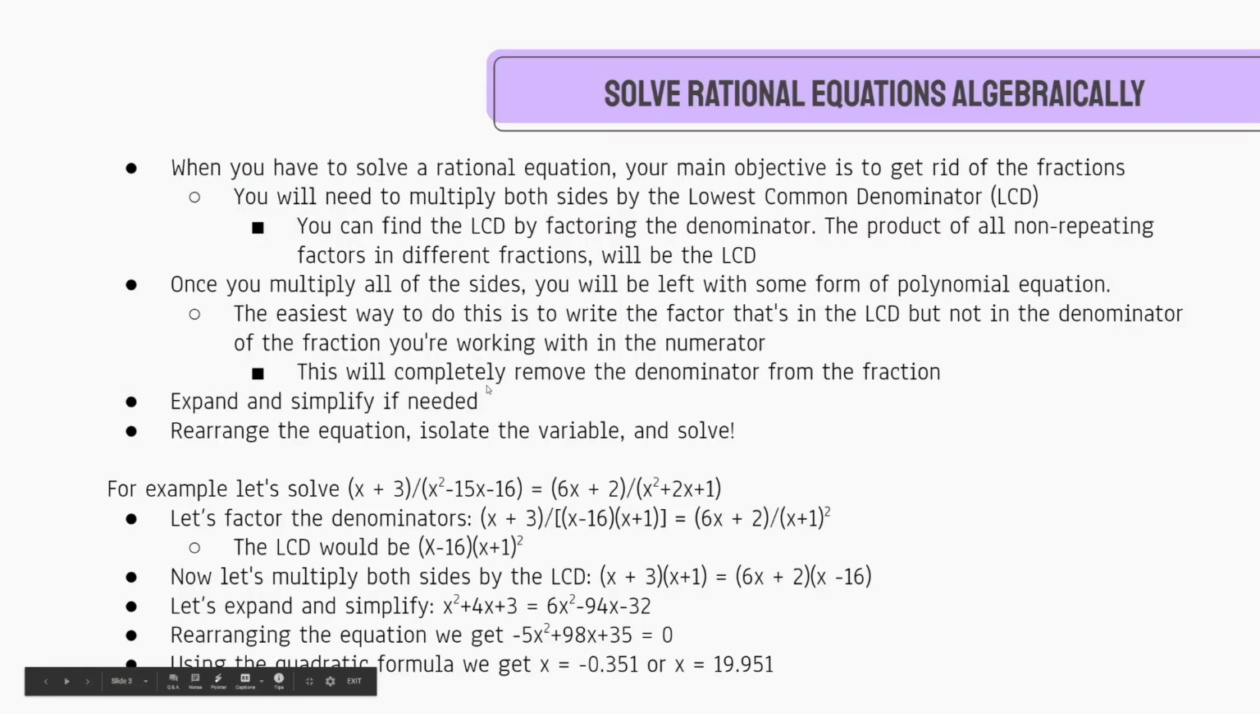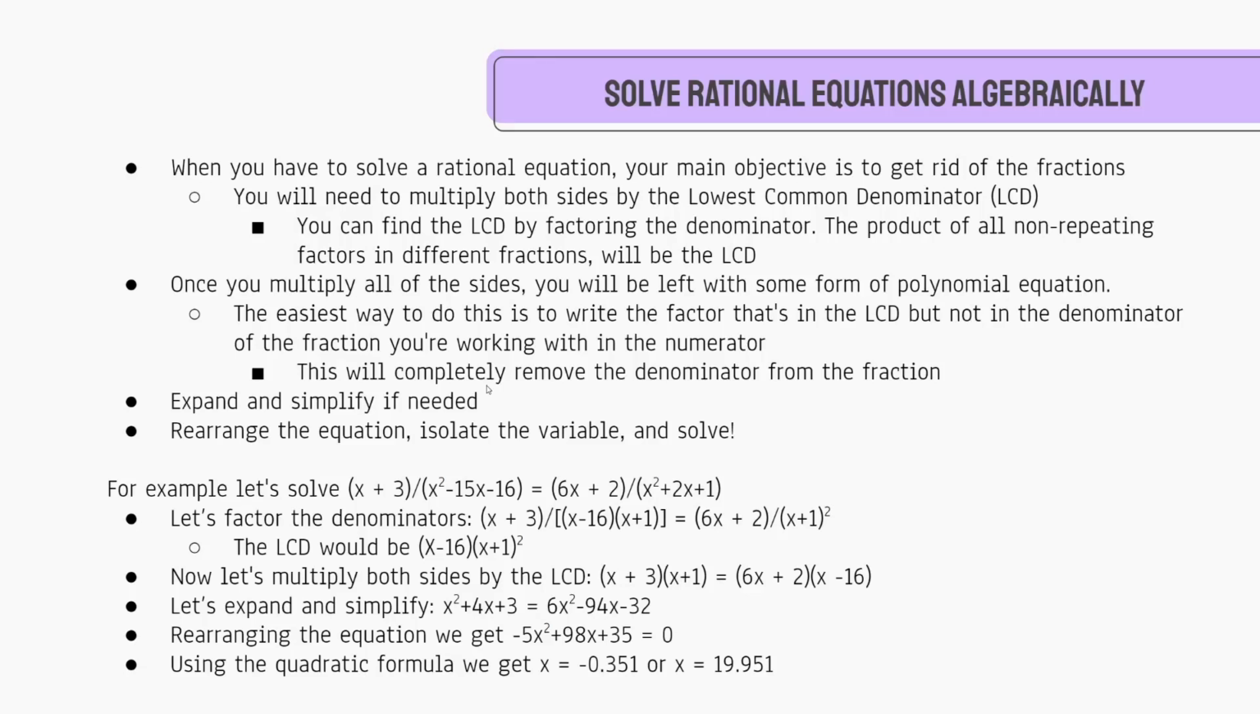So let's get started. To solve an equation algebraically, the main objective is of course to get rid of the fractions. Nobody likes working with fractions, so we try to get rid of them. To do that, we must multiply both sides of the equation by the lowest common denominator, or the LCD. The LCD can be found by factoring each of the denominators, and the product of all non-repeating factors in the different fractions will be the LCD.